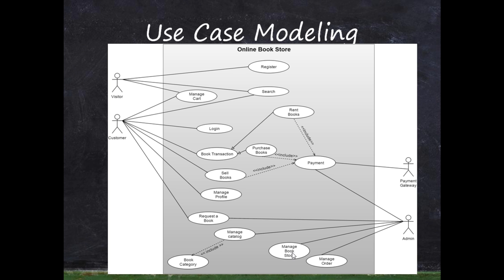Under the manage book stock use case, the administrator can add or remove books from the website, and there is also a certain threshold. If the books are under that threshold, then the administrator has the option to order more books.